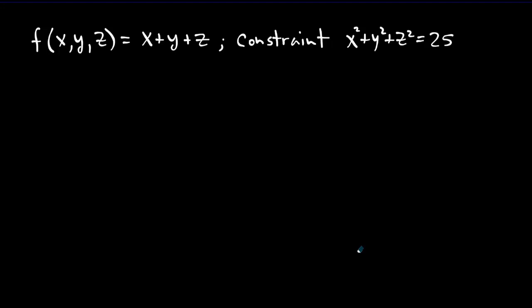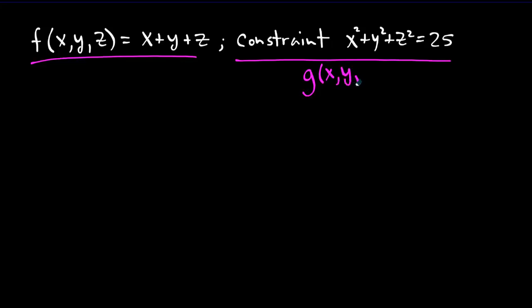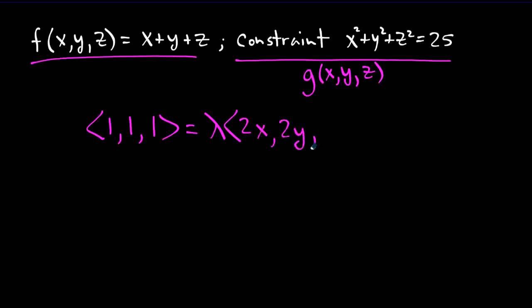Okay, now let's look at another example. We want to optimize this with this constraint. So I've got f of x, y, z already defined. Now I'm going to call this one g of x, y, z. This is my constraint. So what I want to do is take the gradient of f, which is 1, 1, 1, and set that equal to lambda times the gradient of g, which is 2x, 2y, 2z.